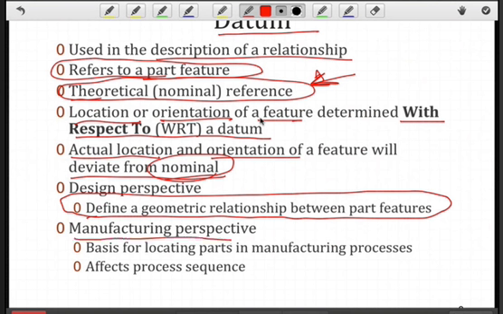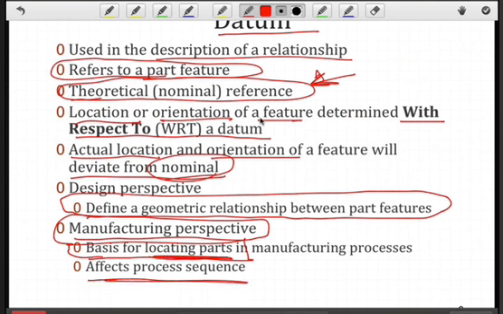From a manufacturing perspective, why is this important to us? Well, what we're going to see is in our processes, we're going to have to locate our parts on workstations and typically in a fixture or jig. And when we do that, that will be the basis for locating those parts. It will also affect the sequence in which we perform operations on those parts. And you can think about that in terms of your references. You need those references prior to actually creating the part features, and we'll talk about that when we get to our processes.